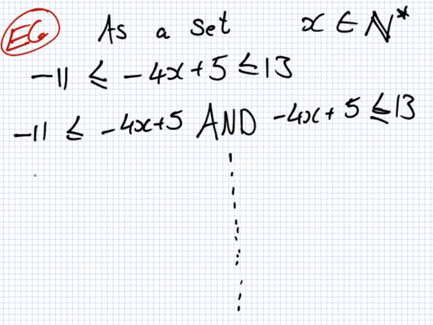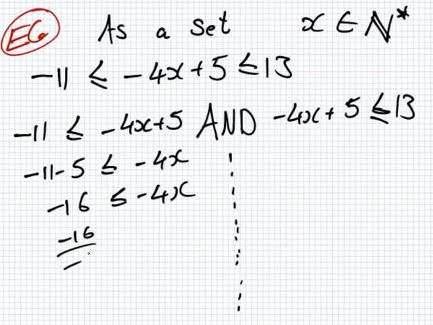Okay, so doing the problems separately. This will be minus 11 minus 5 less than or equal to minus 4x, minus 16 less than or equal to minus 4x, minus 16 over minus 4 greater than or equal to x. So we have 4 greater than or equal to x. Yes? 16 divide 4 is 4, I hope.